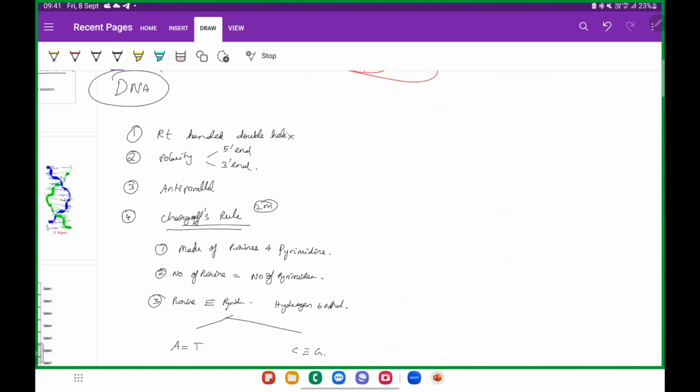So kindly pause this. It is a right-handed double helix. Polarity is from 5' end to 3' end. It is anti-parallel. Chargaff's law: purines equal pyrimidines. And between purine and pyrimidine there is a hydrogen bond. Between adenine and thymine, a double bond. Between guanine and cytosine, a triple bond. Okay, this is what we discussed till now in the first 10 minutes.